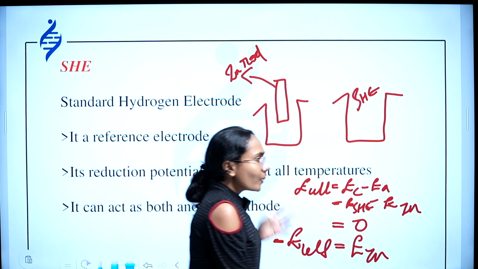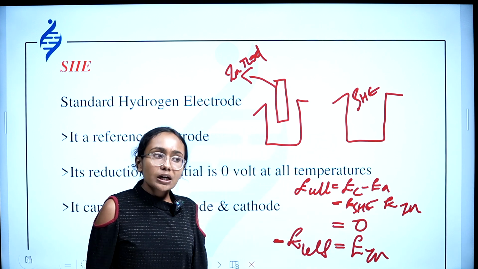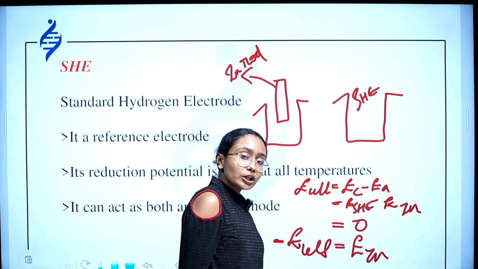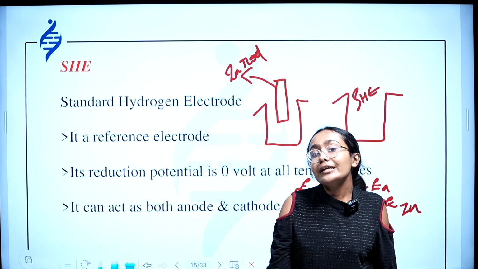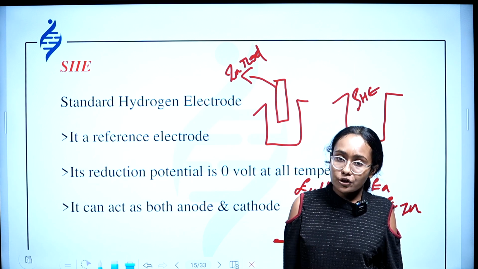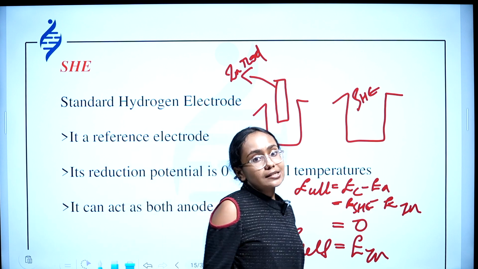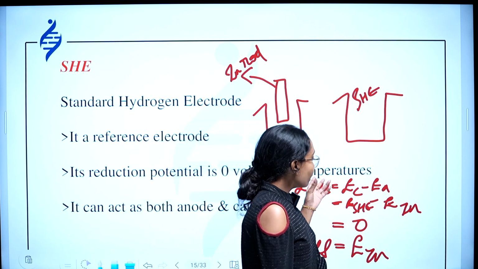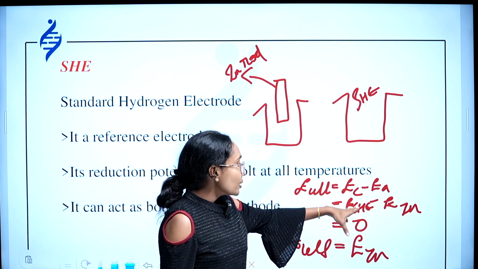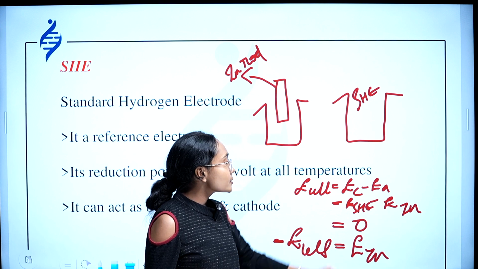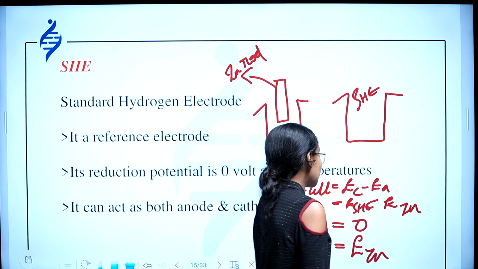So you might be thinking, how did I choose the potential of SHE as 0? Remember the purpose of SHE which I told you earlier. The purpose of SHE is to find out the unknown potentials of species. So here the potential of SHE is set as 0, with which we can find out the unknown potential of the species. It is only because the potential of SHE is 0 that we are able to find out the potential of the unknown species. Here it is zinc.